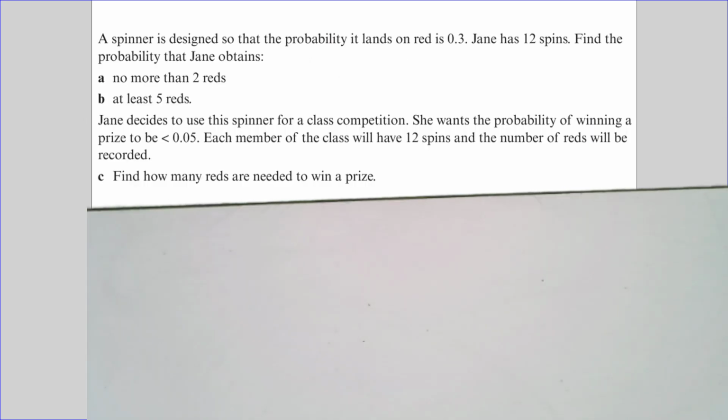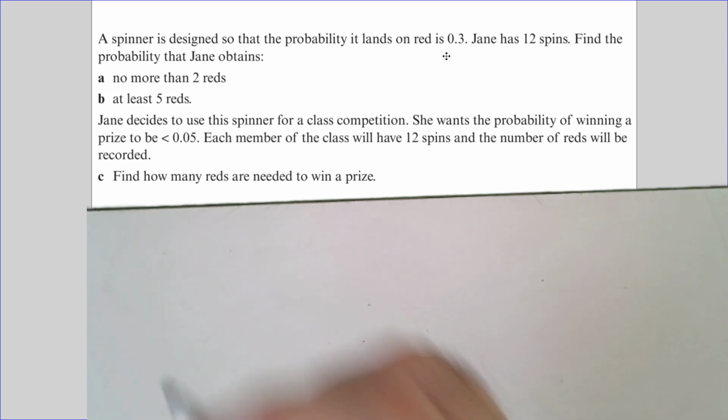Here we have a question in context. They've given us a spinner, which is an unfair spinner. It's got a probability of landing on red of 0.3. And Jane has 12 spins. So find the probability Jane obtains no more than 2 reds.